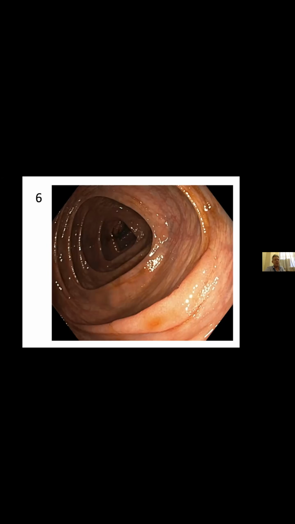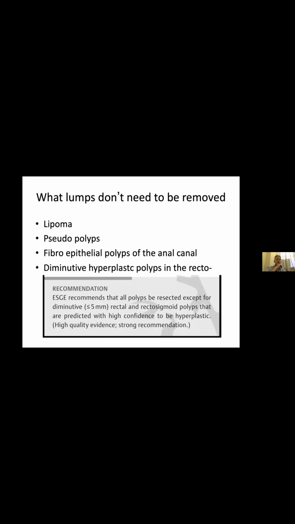And when we're talking about a perfect prep, the only way to have the prep on the right side perfect is if you split your prep. If you're doing a morning scope list, give some prep in the evening and some prep in the morning. And if you're doing an afternoon scope list, you can probably give all your prep in the morning. So just in summary of what lumps don't need to be removed: lipomas, inflammatory pseudopolyps, fibroepithelial polyps, and diminutive hyperplastic polyps in the rectosigmoid junction.